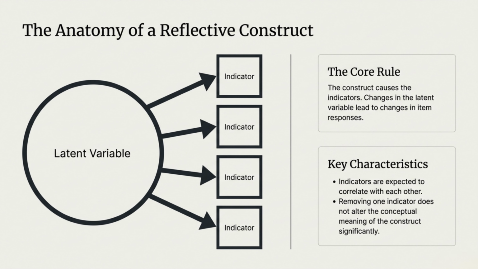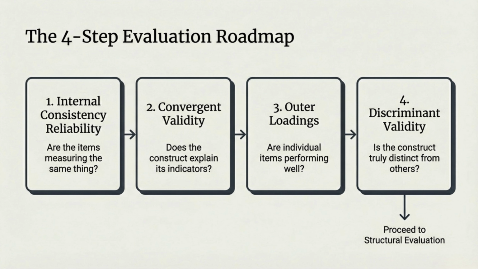Let's understand reflective constructs. In a reflective model, the construct causes the indicators, which means changes in the latent variable lead to changes in item responses. Indicators are expected to correlate. Removing one indicator does not alter the conceptual meaning of the construct significantly. Because of this logic, reflective models are assessed through four main criteria. The four evaluative criteria for the reflective measurement model are internal consistency reliability, convergent validity, outer loadings, and discriminant validity. Let's see them one by one.